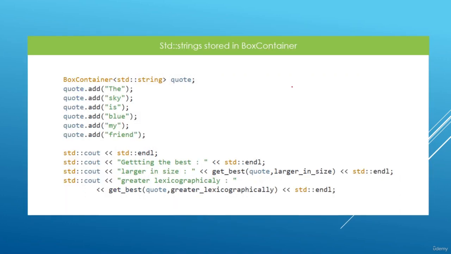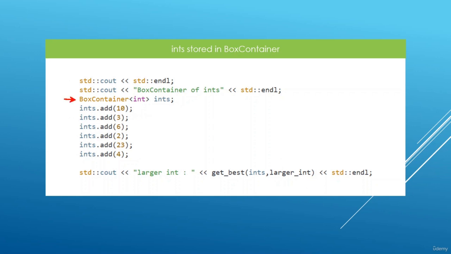Okay, so we can start and use this on our box container containing std strings. We can specify our larger in size callback, and the compiler is going to use this with our box container of std strings. The only requirement for this to work is that the type that is stored in our box container is the type that our callback here is comparing. Again, this can also work using our greater lexicographically callback, and everything is going to fall in place here. We can set up a box container that contains ints, and we can get the best element using this callback here, and we're going to see that it is going to work.